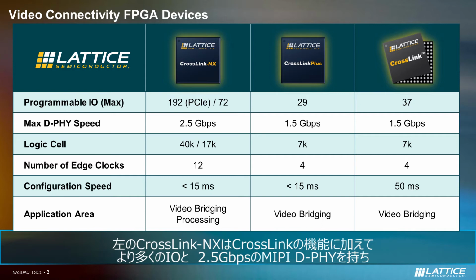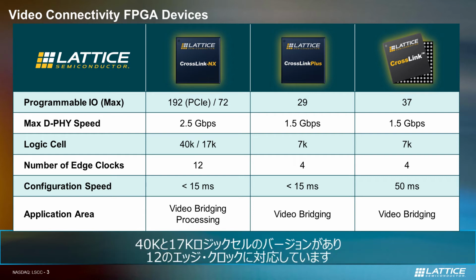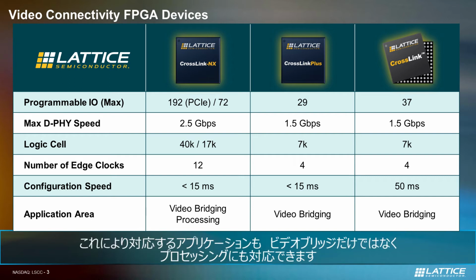Lastly, CrossLink-NX upgraded on all the features from CrossLink, whether it's the number of programmable IOs, or maximum D-PHY speed, which is now at 2.5 gigabits per second. It offers 40K and 17K logic cell versions, and it has 12 edge clocks. Its application area has expanded to include processing and video bridging.